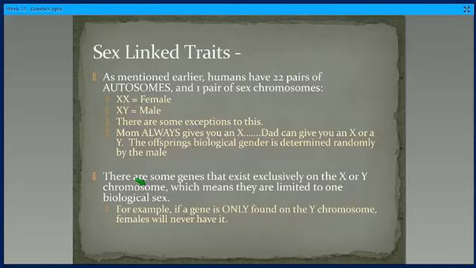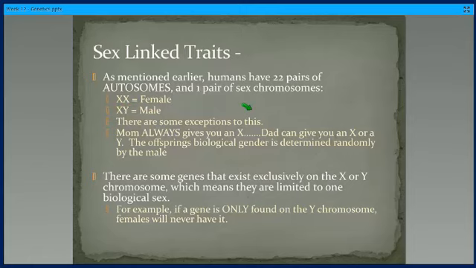So sex-linked traits. As we mentioned in a previous lesson, humans have 22 pairs of autosomes and 1 pair of sex chromosomes for a total of 23 pairs, a total of 46 chromosomes altogether. For the sex chromosomes, if you have XX as your pair, you're female. If you have XY as your pair, you're male.